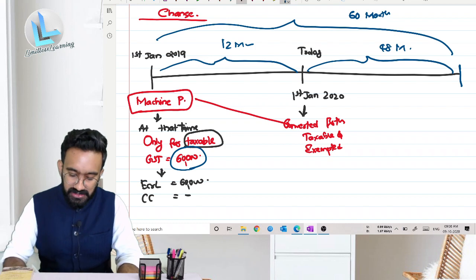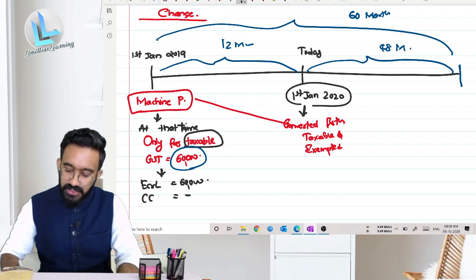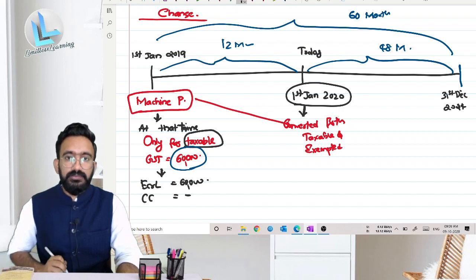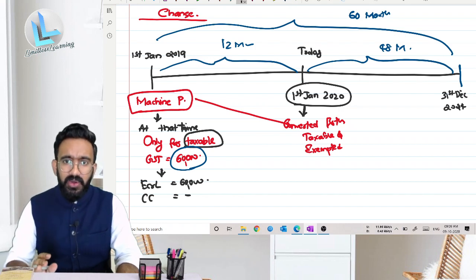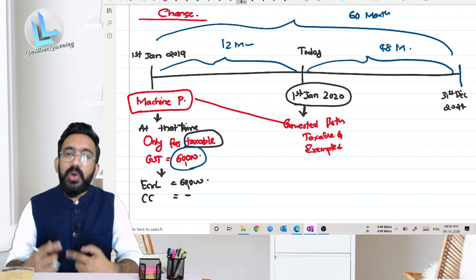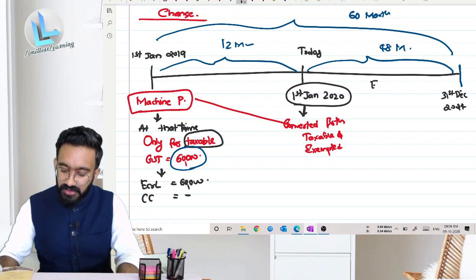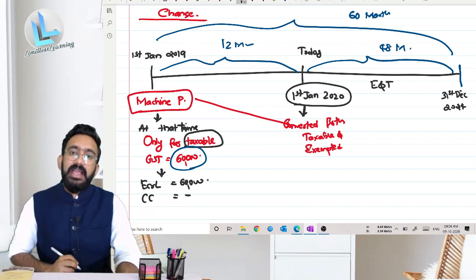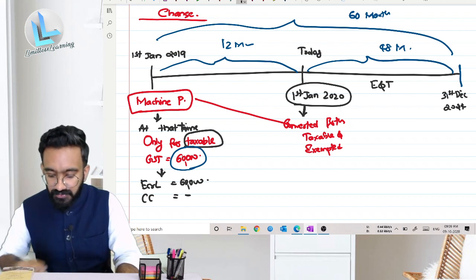So, the provision says that now from 1st January 2020 onwards till 31st December 2024, till that date, you will have to start reversing. Should I reverse full? No, I don't need to reverse full. I have to reverse a portion of it because I could be using it for both exempted and taxable. I should reverse a portion in that particular ratio for the next 48 months.